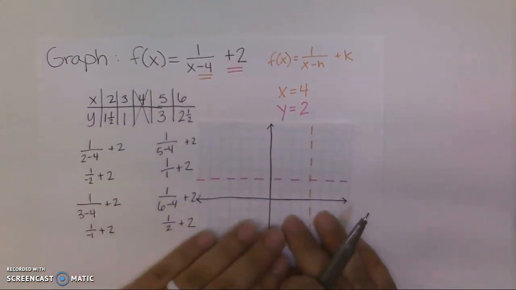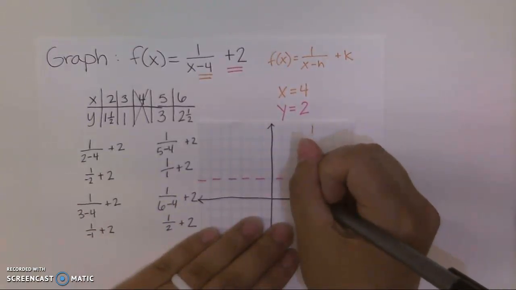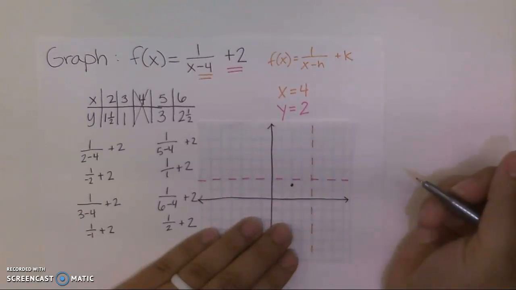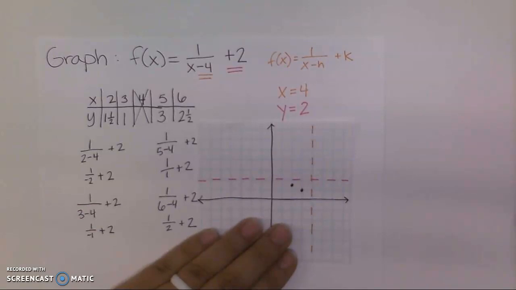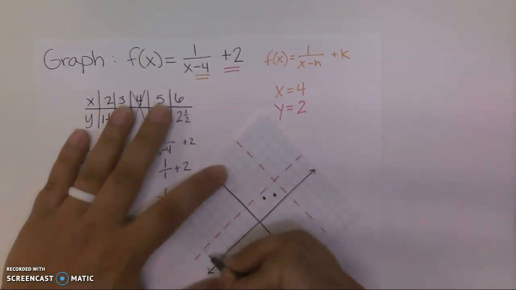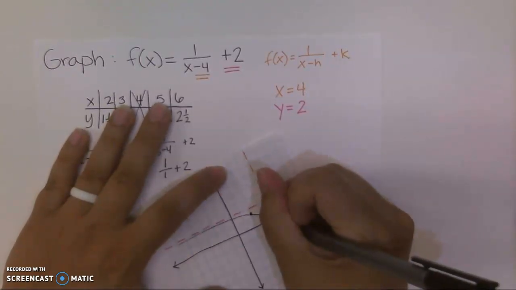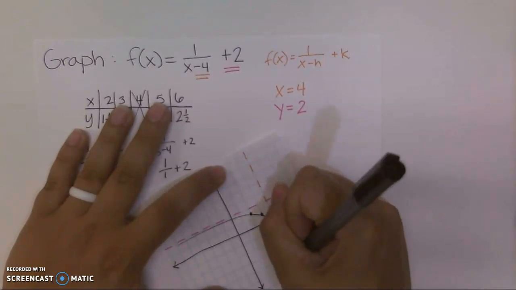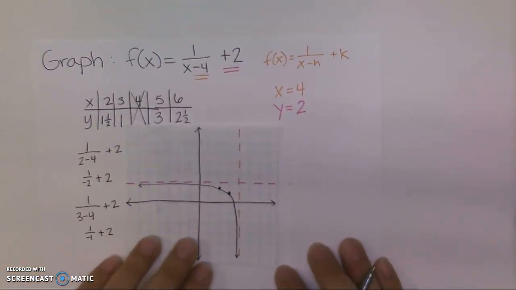So let's plot those. So we've got 2, 1.5. And we've got 3, 1. Now remember what I said about asymptotes. Asymptotes, the graph can approach them, but it cannot cross or touch them. So I'm going to draw a curve here, but I'm going to make sure that it gets closer and closer to my 2 asymptotes, but it doesn't actually cross either one. Okay, so there's my first one.